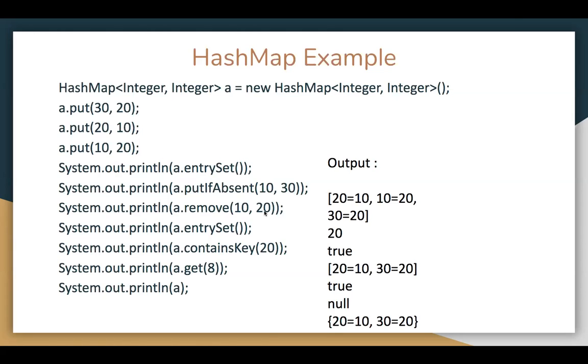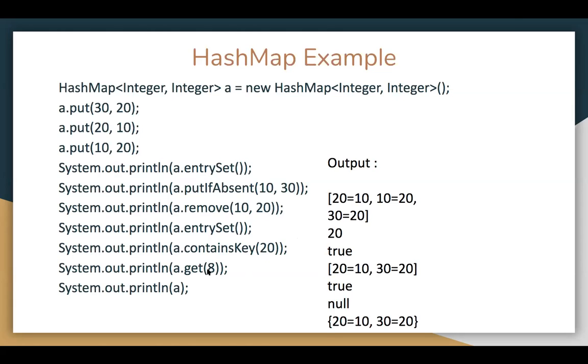A.remove 10, 10 and 20. And there is a 10 and 20 here. So we remove it, and that equals true. A.entrySet, we have only 2 now, and it's 20, 10, and 30, 20. A.containsKey 20, and there is a key 20, so that returns true.